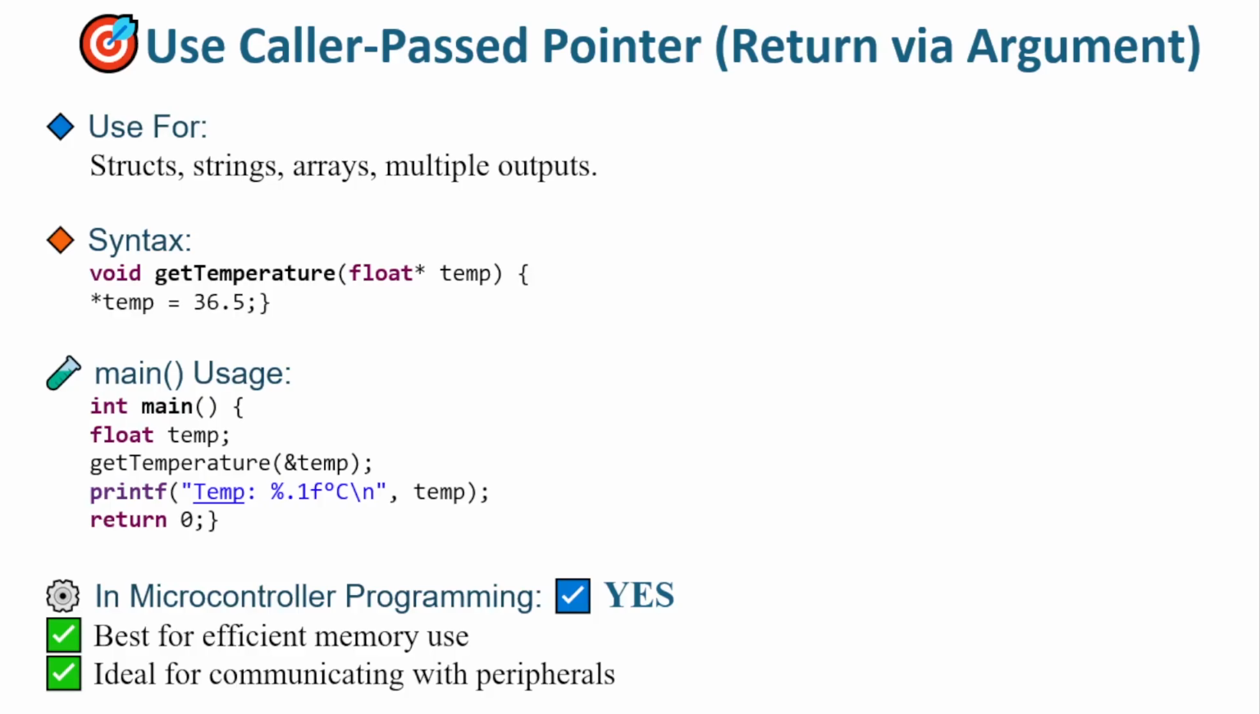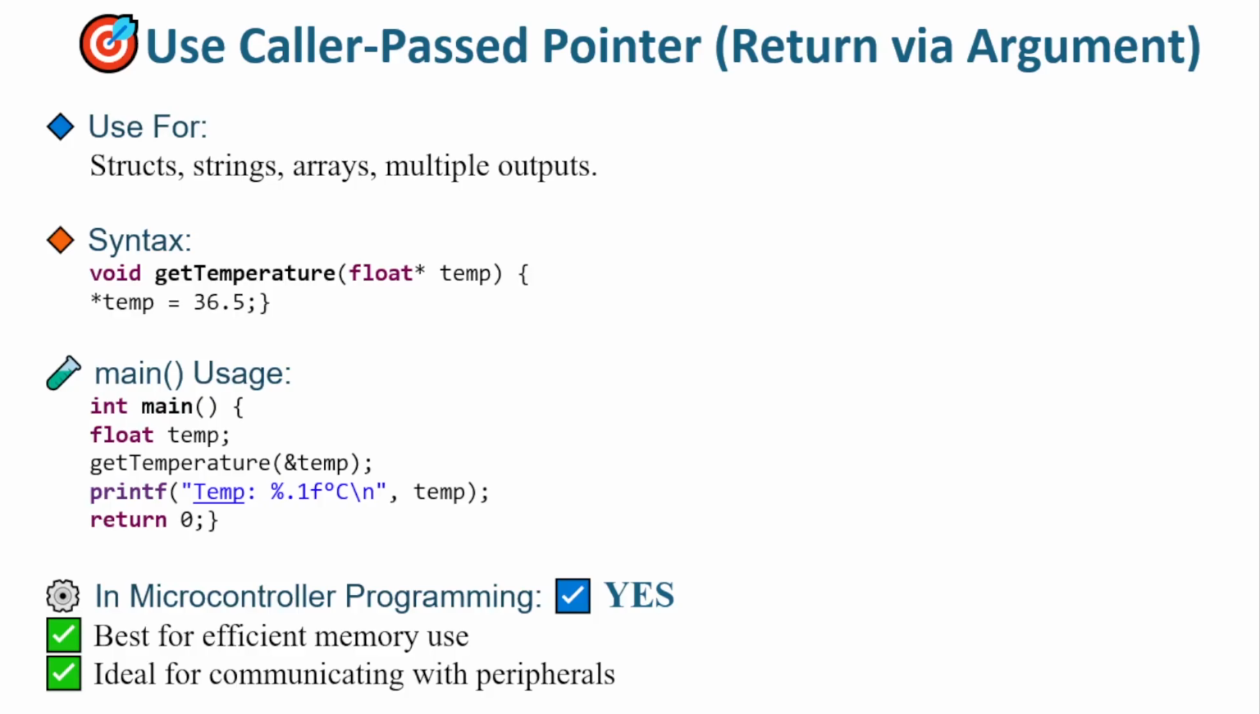Why use this method? Efficient memory usage, especially for large or complex data, ideal for communicating with sensors or peripherals, allows multiple outputs from a single function, and pro tip, always make sure the pointer points to valid memory to avoid crash.